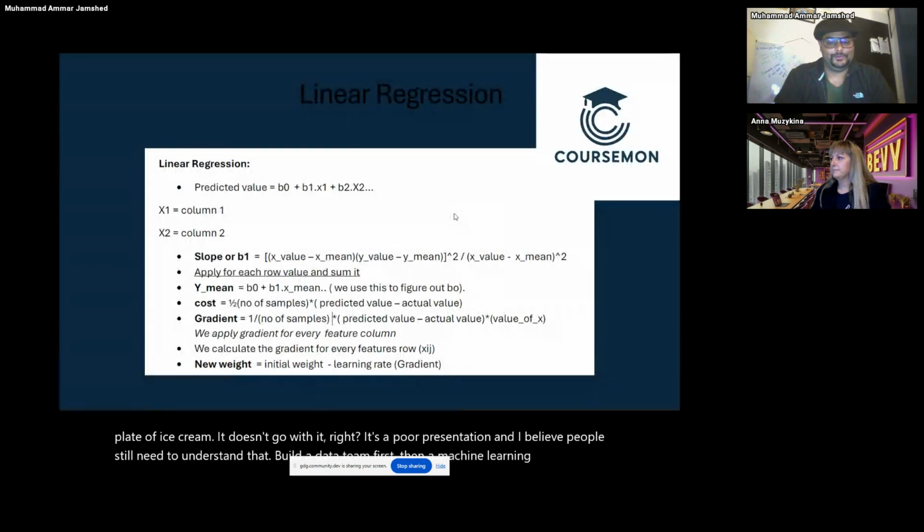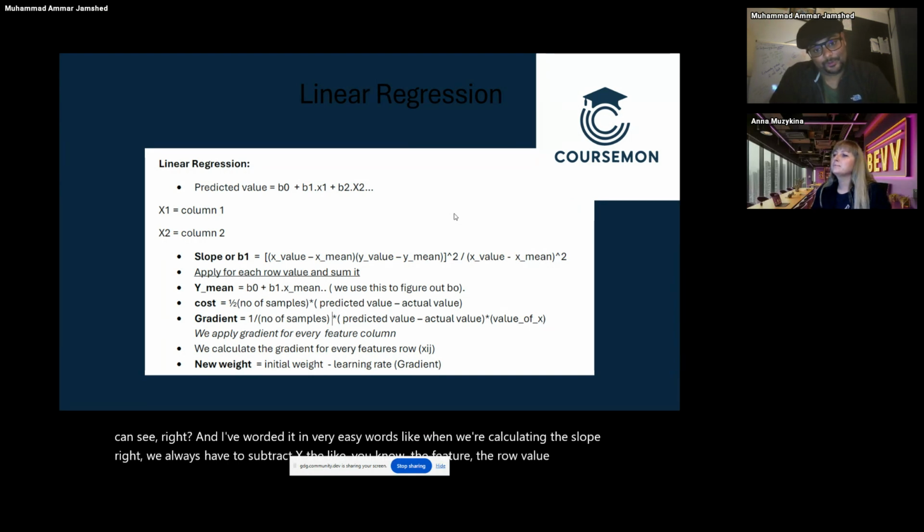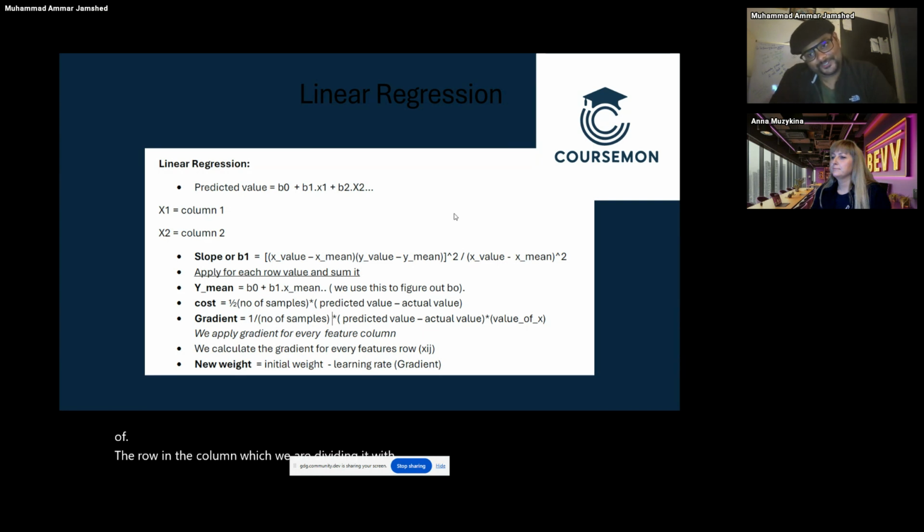So now let's look at the most common thing, linear regression. All of you have probably done this in statistics at some point. This is the basic formula you can see, and I worded it in very easy words. When we're calculating the slope, we always have to subtract the mean of the column from x, the feature row value, and then subtract the mean of the target column from the target row value, multiply them, and then divide by the sum of the squared differences between the feature values and their mean.